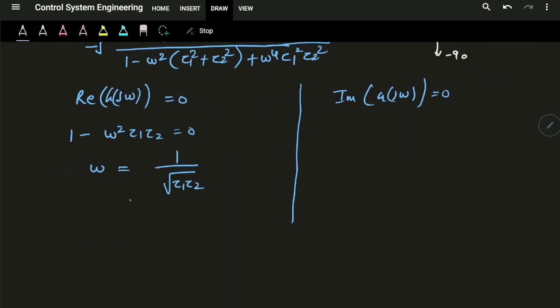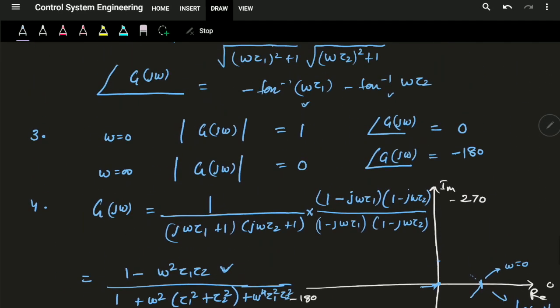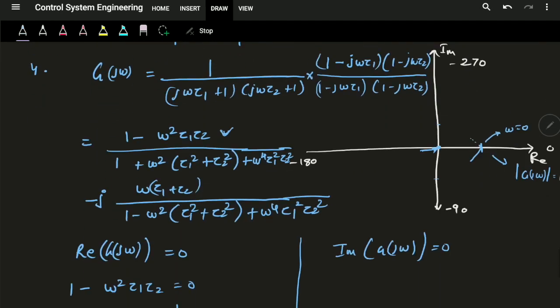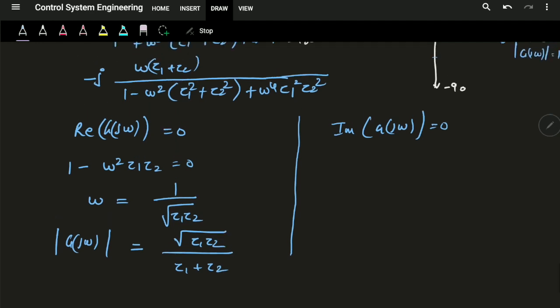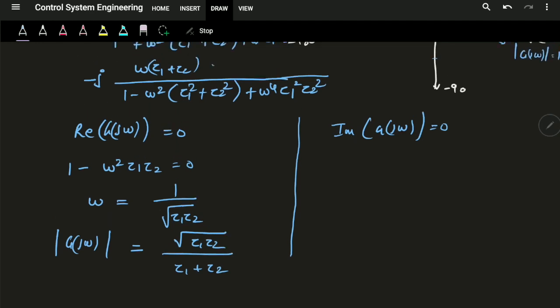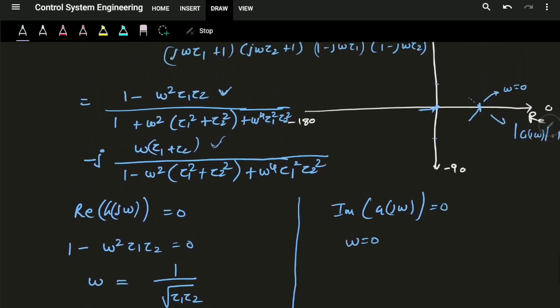And the magnitude of the system at this point, we will have mod of G(omega). Substitute the value of omega into the magnitude equation. So we will have magnitude equals square root of tau 1 tau 2 divided by tau 1 plus tau 2. Okay, and similarly, if you substitute the imaginary part equal to 0, we will have this equation which will give omega equals 0 only. So with this information we can plot.